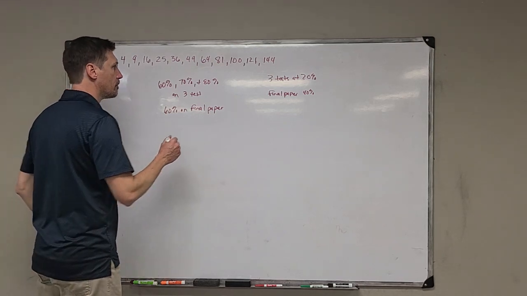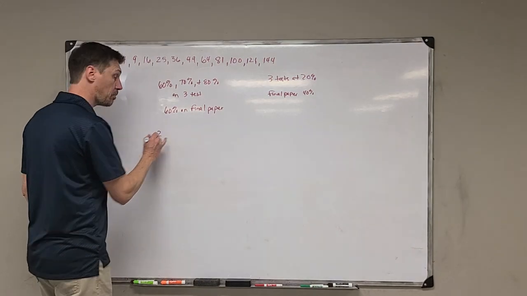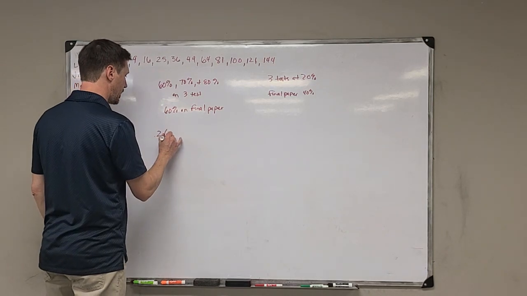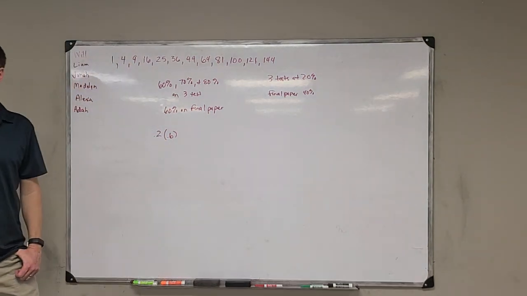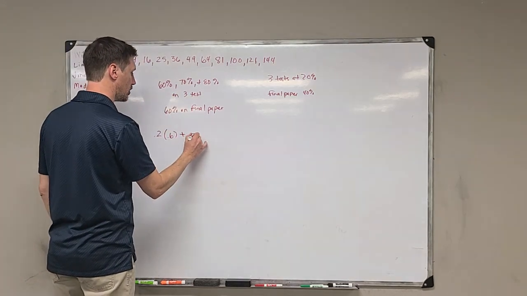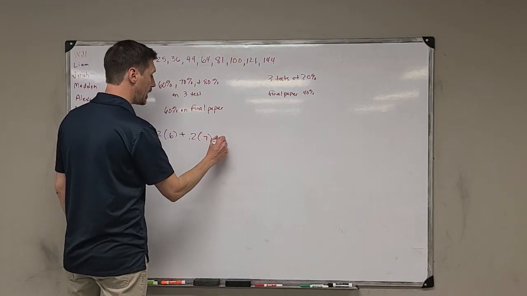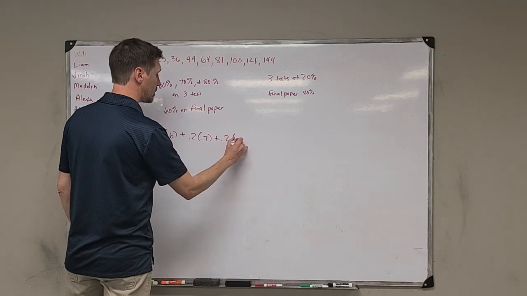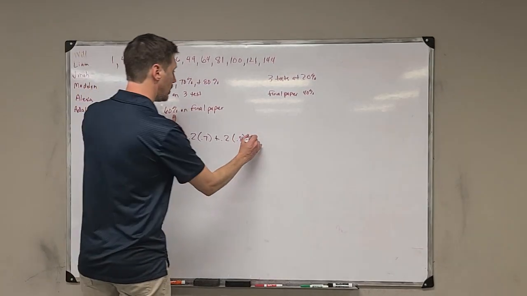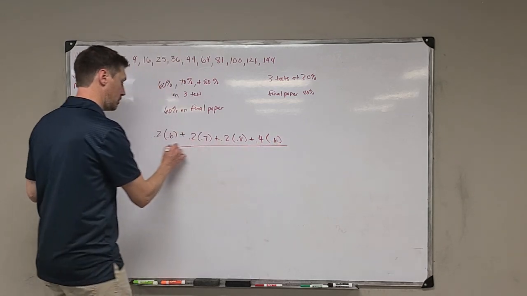All right, so we have three tests that each count 20%. So they're weighted 20%. So 20% is 0.2. Does everybody see that? So 0.2 times the first test, which is not 60%, but 0.6. We're going to write it as a decimal. Plus the next test, which was also counted 20%, so 0.2 times 0.7. Plus the next test, which was 0.2 times 0.8, and then plus the final paper, which was 40%, so that's going to be 0.4 times 0.6. All right?